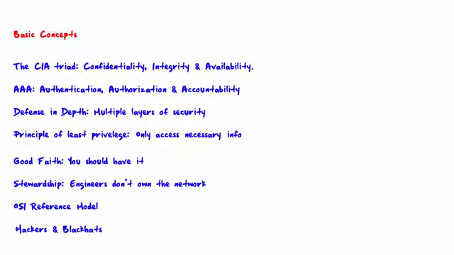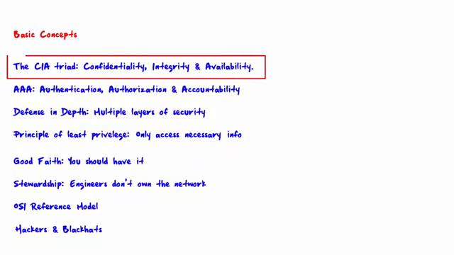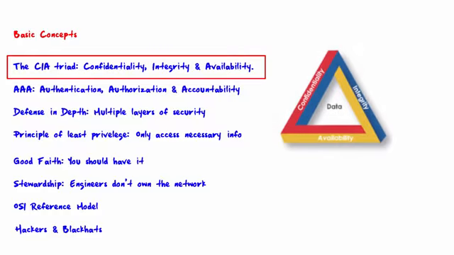Before we get to step one, we need to understand a few basic concepts of network security. This will give you the necessary background to tackle the 12 steps. The first concept is the CIA triad. This is one of the most basic principles of information security. CIA stands for confidentiality, integrity, and availability.